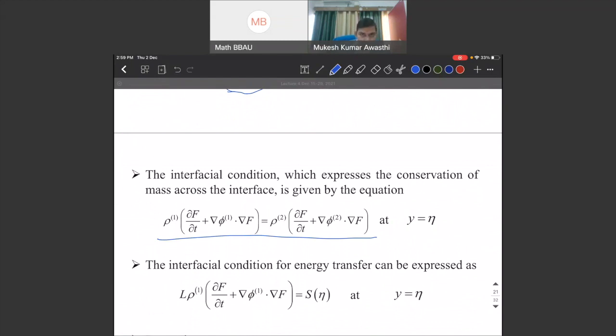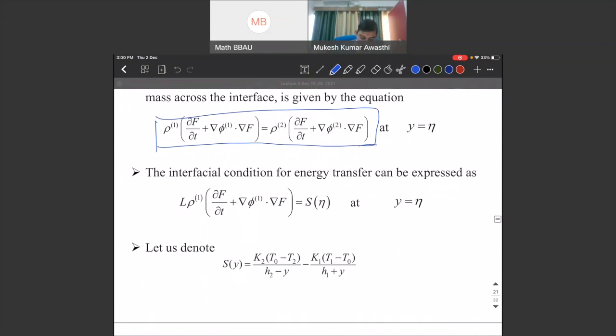basically source or sink at the interface, so the mass transferred from one phase to the second one is the same as the mass transferred from the second phase to the first phase. So this is the same, and we will basically linearize this equation, and then this is the energy transfer equation.